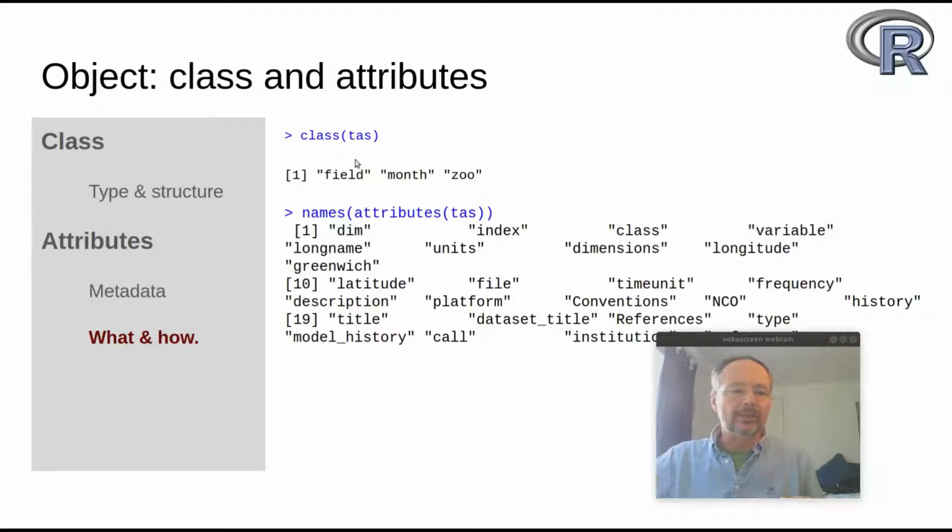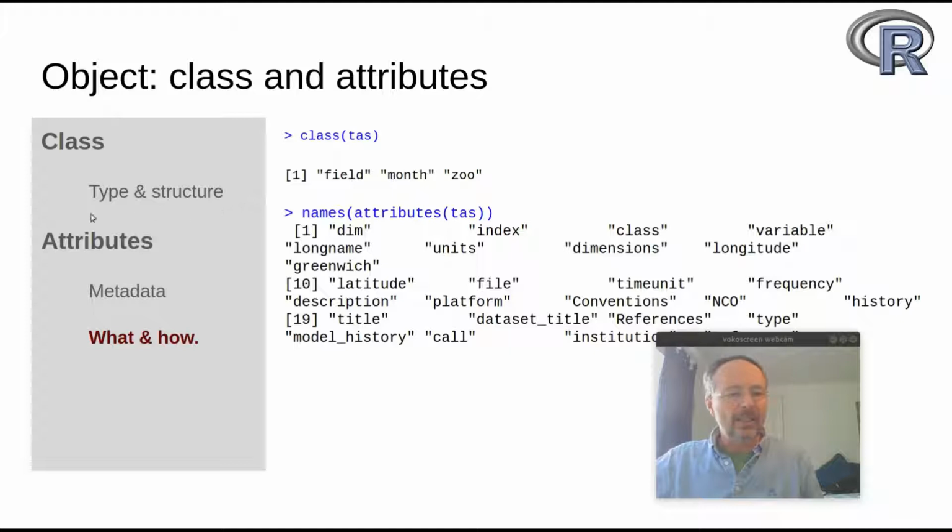So we talk about two things. One is the class, and this is in the R environment. That provides information about what kind of structure you have. And you can see here as an example for the tas that we looked at, it's a field object, but we also have monthly mean data. That was before I took the annual mean of it. And also it's a zoo object, which means it's a time series object.